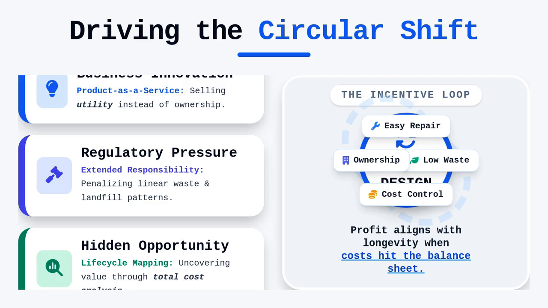Furthermore, the regulatory landscape is rapidly evolving to penalize linear waste patterns through extended producer responsibility schemes and strict landfill diversion mandates. These policies force companies to account for the environmental liabilities associated with their products long after the point of sale. By proactively mapping these supply chains, firms can uncover novel commercial opportunities that were previously obscured by a failure to account for total lifecycle costs.